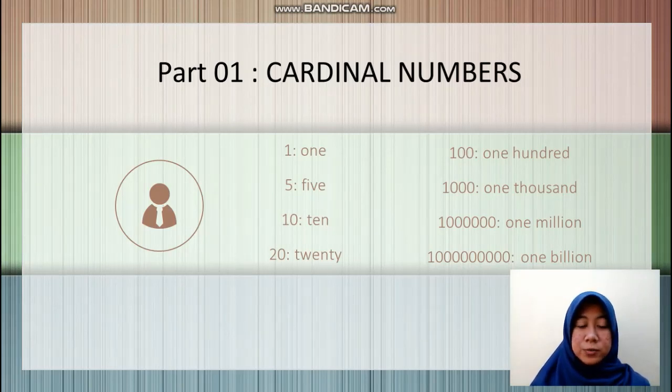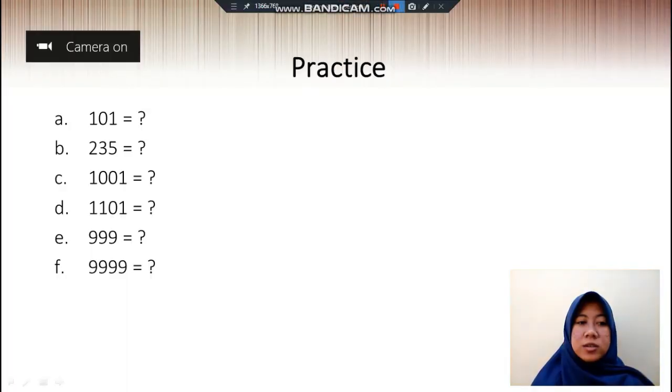And the next, part 1, is cardinal numbers. For example, 1, 5, 10, 20, 100, 1,000, 1,000,000, and 1,000,000,000.